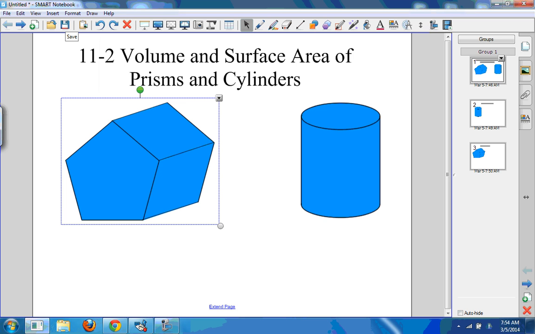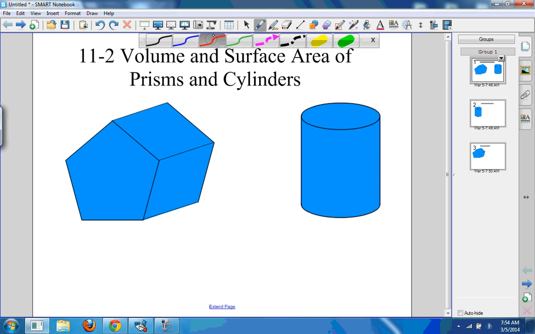Welcome back. In this lesson we're going to learn about the volume and surface area of prisms and cylinders. So first I want to talk about just the surface area. We learned in the last chapter how to find area of a lot of different shapes. So there's no new shapes that we're going to find area of. There's just maybe a little bit different of a method.